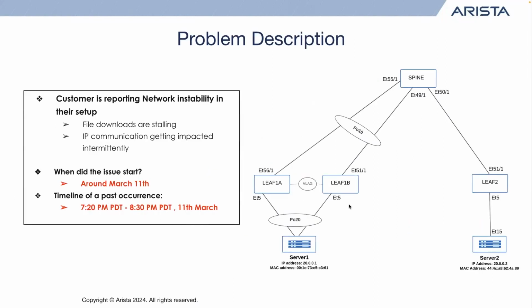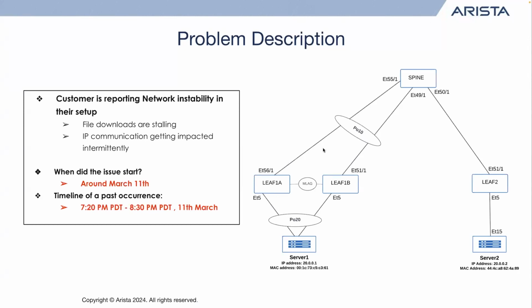Now, the customer reported intermittent network instability in the setup, where they are observing file transfer between Server 1 and Server 2 getting stalled. The customer is trying to download a backup file, which is present on Server 2, onto Server 1, but they are seeing that the process is failing intermittently. Upon gathering more information on this particular issue, we saw that apart from the file download stalling, the IP communication between multiple end hosts was also getting impacted intermittently.